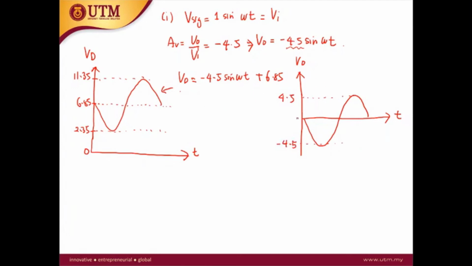Again, the left hand side is the drain voltage versus the time. The right hand side is the output voltage versus the time. So the difference is that the waveform at the drain will have the DC component, but the waveform at the load will not have the DC component. Okay, this is the first condition.